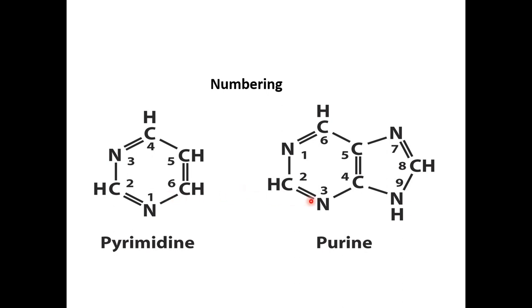These are the structures of purines and pyrimidines. They are heterocyclic aromatic compounds. Purines are composed of a pyrimidine ring fused with an imidazole ring. Now let's see how they are numbered. Pyrimidine is numbered from here, in the clockwise direction. While purines start from here. This is number 1, and then it is anti-clockwise. Okay, it is anti-clockwise.